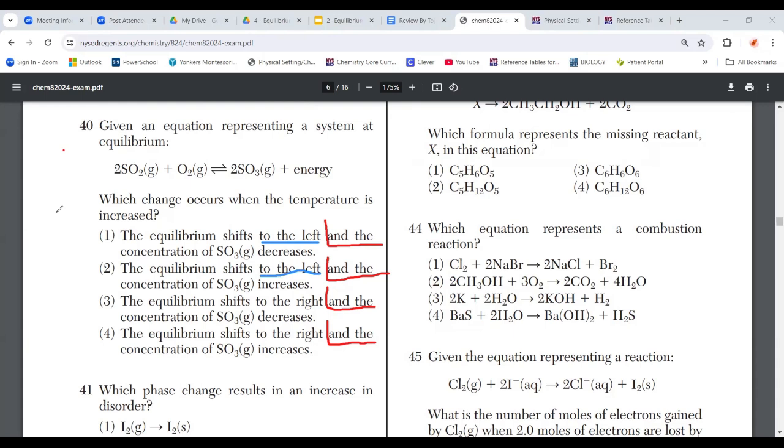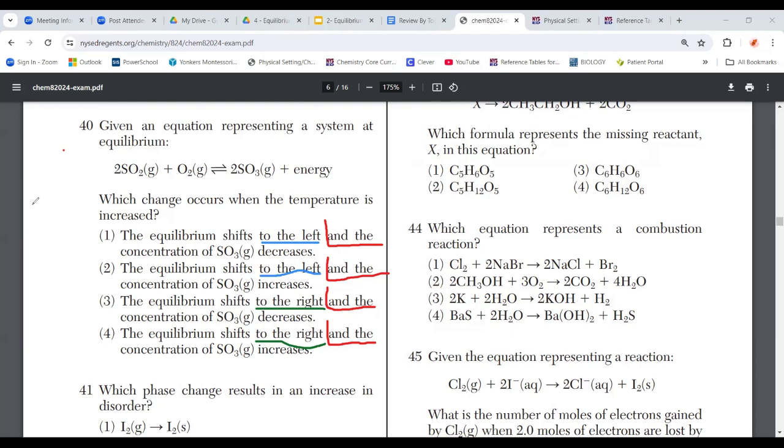Or it's going to shift to the right. Both of these say right. So two of these are going, either 1 and 2 or 3 and 4. I don't know which ones yet. But before I even worry about what's going on with the concentration of the SO3, is it decreasing or increasing?